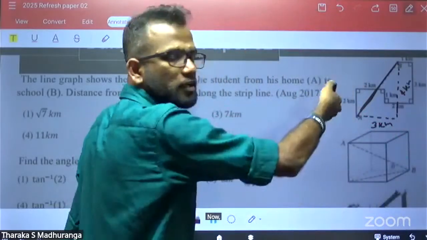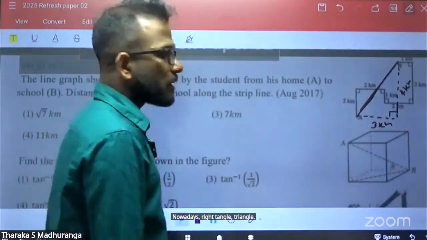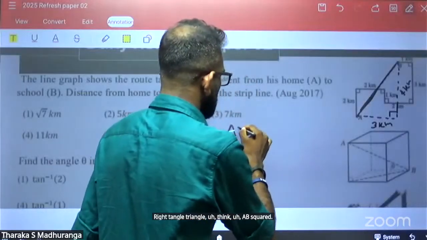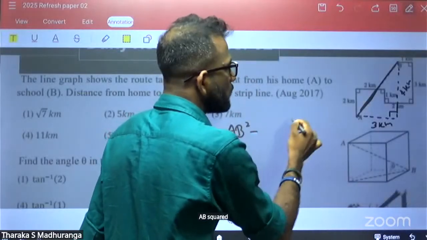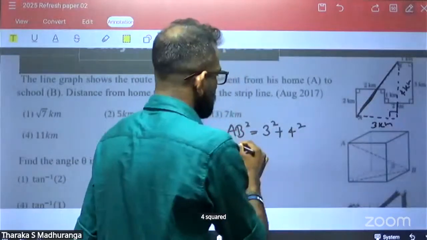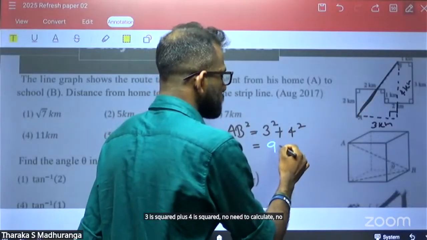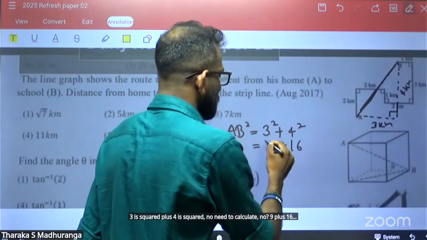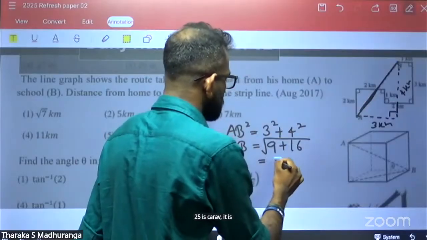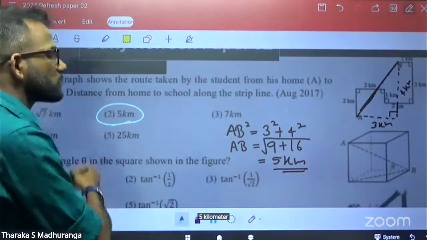Now Pythagoras theorem, it is a right angle triangle. Now it is right angle triangle. Think AB squared equal 3 squared plus 4 squared. 3 squared plus 4 squared, no need to calculate, no? 9 plus 16, then AB equal square root of 25, it is AB equal 5 kilometer. 5 kilometer, answer number 2.